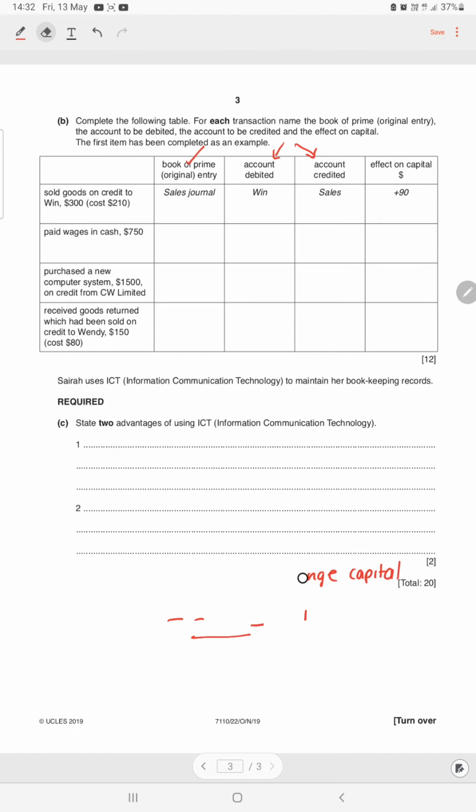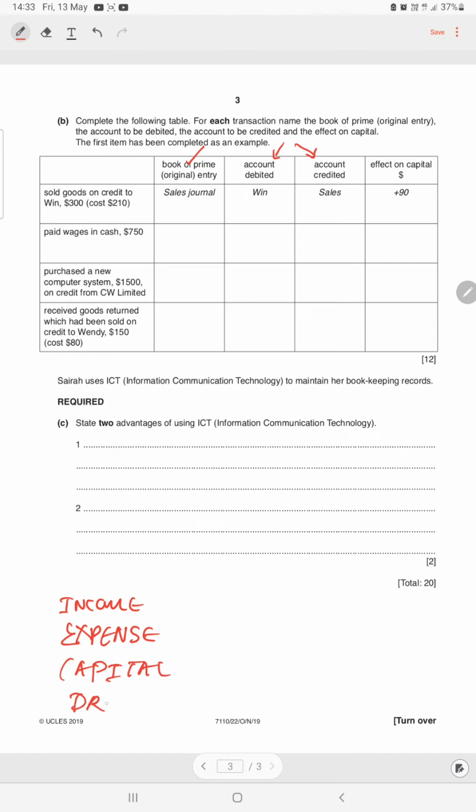Okay, so the reason we need to know that is, now that we're clear about that, the only entries that can affect capital are income entries, expense entries, capital entries, and drawing entries, from each transaction. If none of these elements are affected in any of these transactions, there will be no effect on capital.